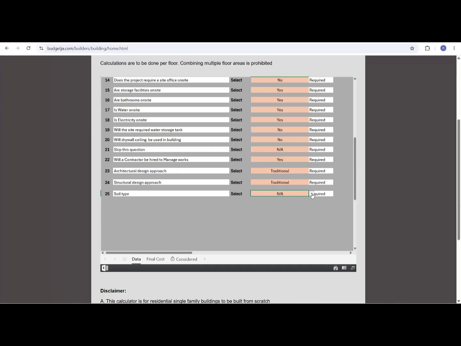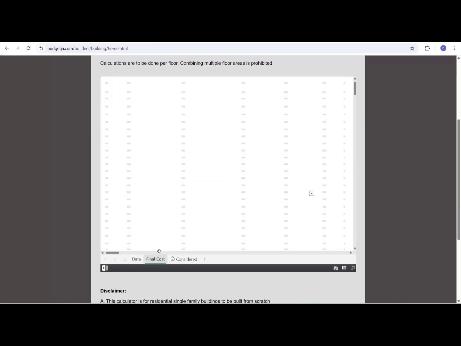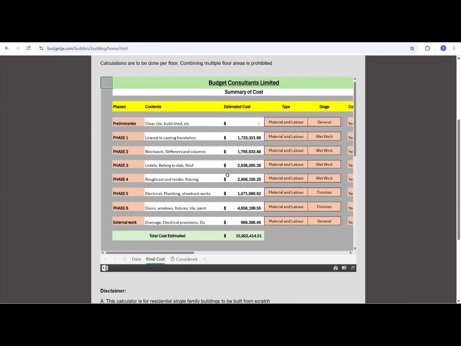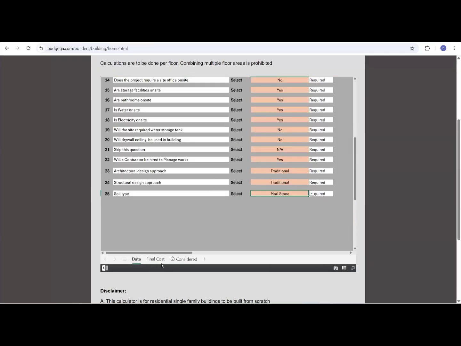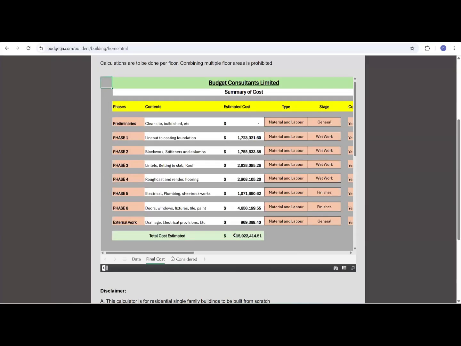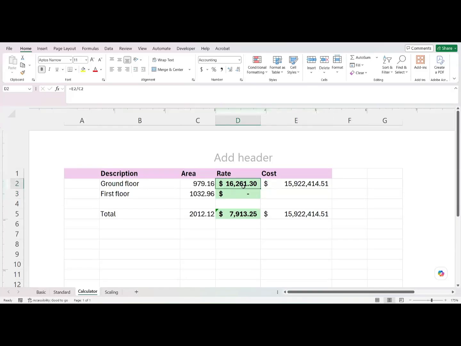Now, question 25, I am going to answer that to be milestone as my consideration, and then that should give me a cost to use. So this is saying that it is going to cost about $15.9 million based on the conditions that I would have used here. Therefore, I can add this cost to my Excel sheet, and it would be translating that the ground floor is costing about $16,200 per square foot.